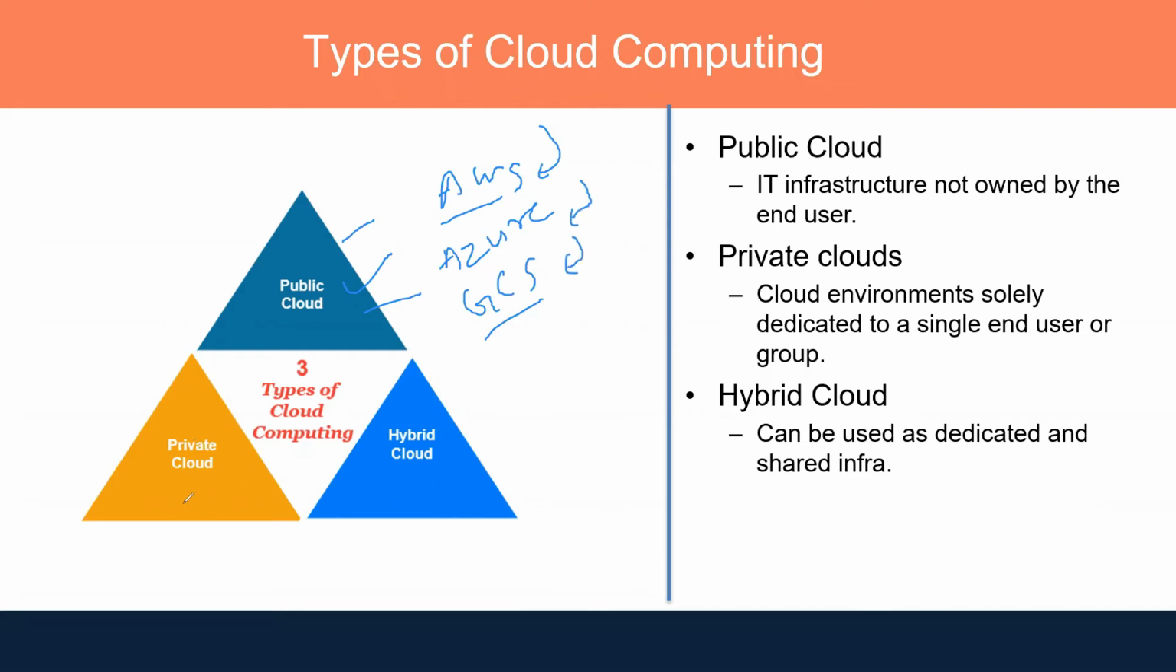But we have a private cloud as well. A private cloud is dedicated for the organization. It is just a dedicated cloud. For example, maybe we have a military cloud, or maybe we have a government's cloud. Those would not be created on the shared infrastructure. They use it to separate their data. So the cloud environment is solely dedicated to a single end user, we can say. So that is the private cloud.